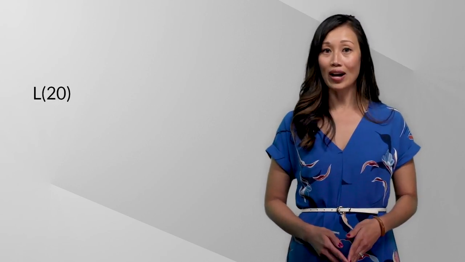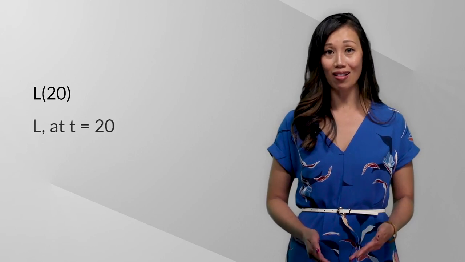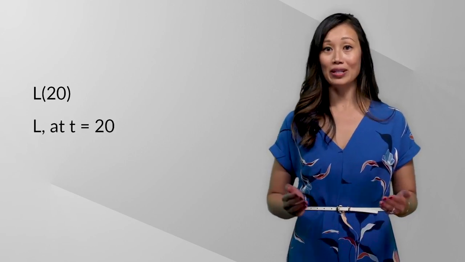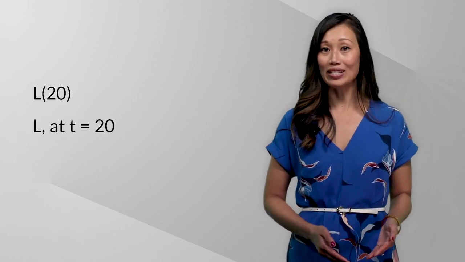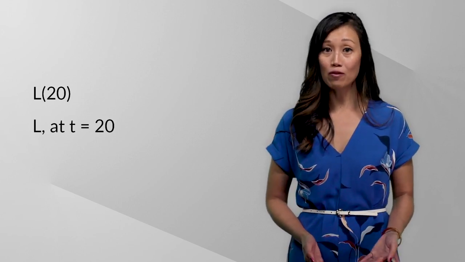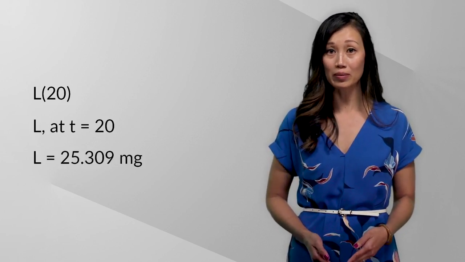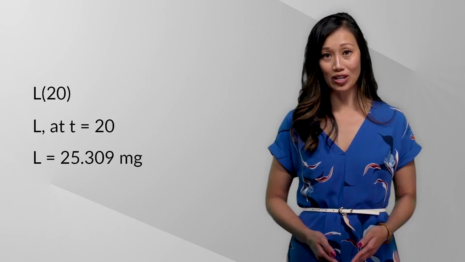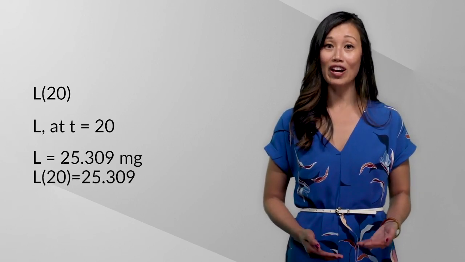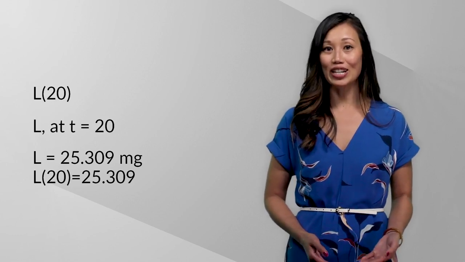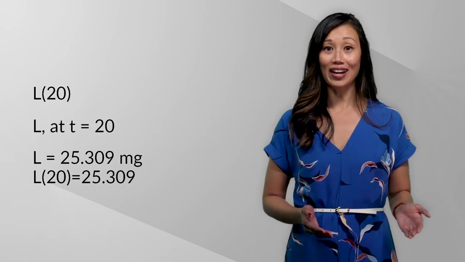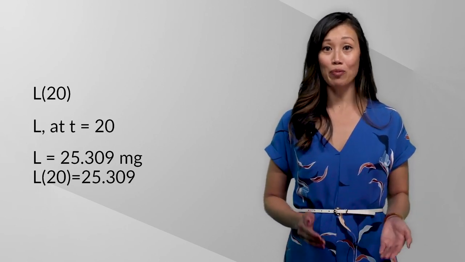For example, if we want to know how much lidocaine is in the bloodstream after 20 minutes, we can write this using the symbols or the notation L of 20. We can find this value by evaluating the function L at t equals 20. We simply substitute 20 into the formula wherever we see the variable t. When we plug 20 into the formula, it gives us an output value of L equals 25.309 milligrams. We can also express this using the notation L of 20 equals 25.309. This is basically a shorter way of saying the amount of lidocaine in the bloodstream after 20 minutes is 25.309 milligrams.